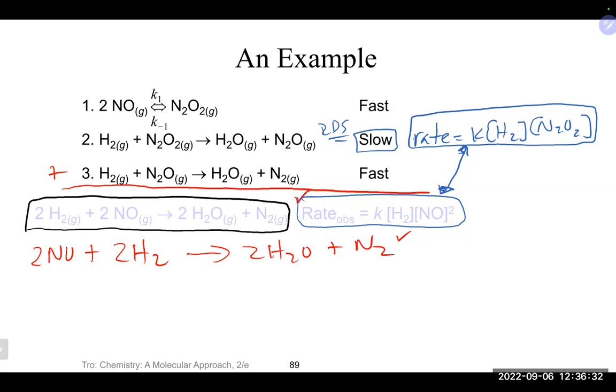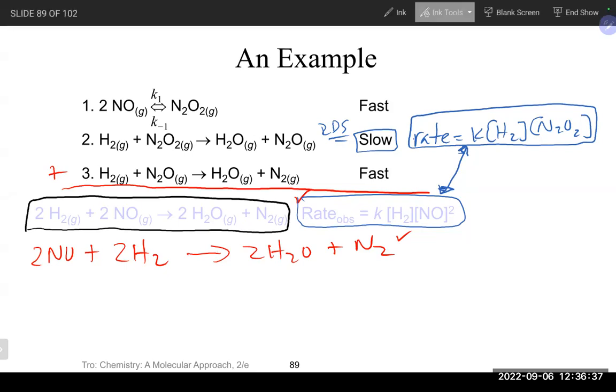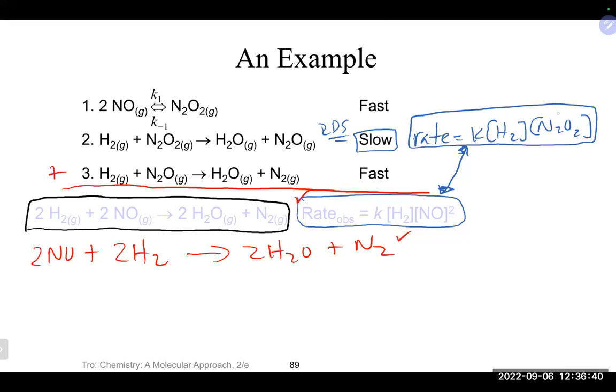So the goal here is I need to get rid of the intermediate that I find in my rate law here. So to do that, I want to go back to my mechanism, and what step has that in it besides the second step? It's only the first step, right? So the first step is the only one that has this guy in there as well. So we're going to use the first step and a little bit of math to get rid of the intermediate.